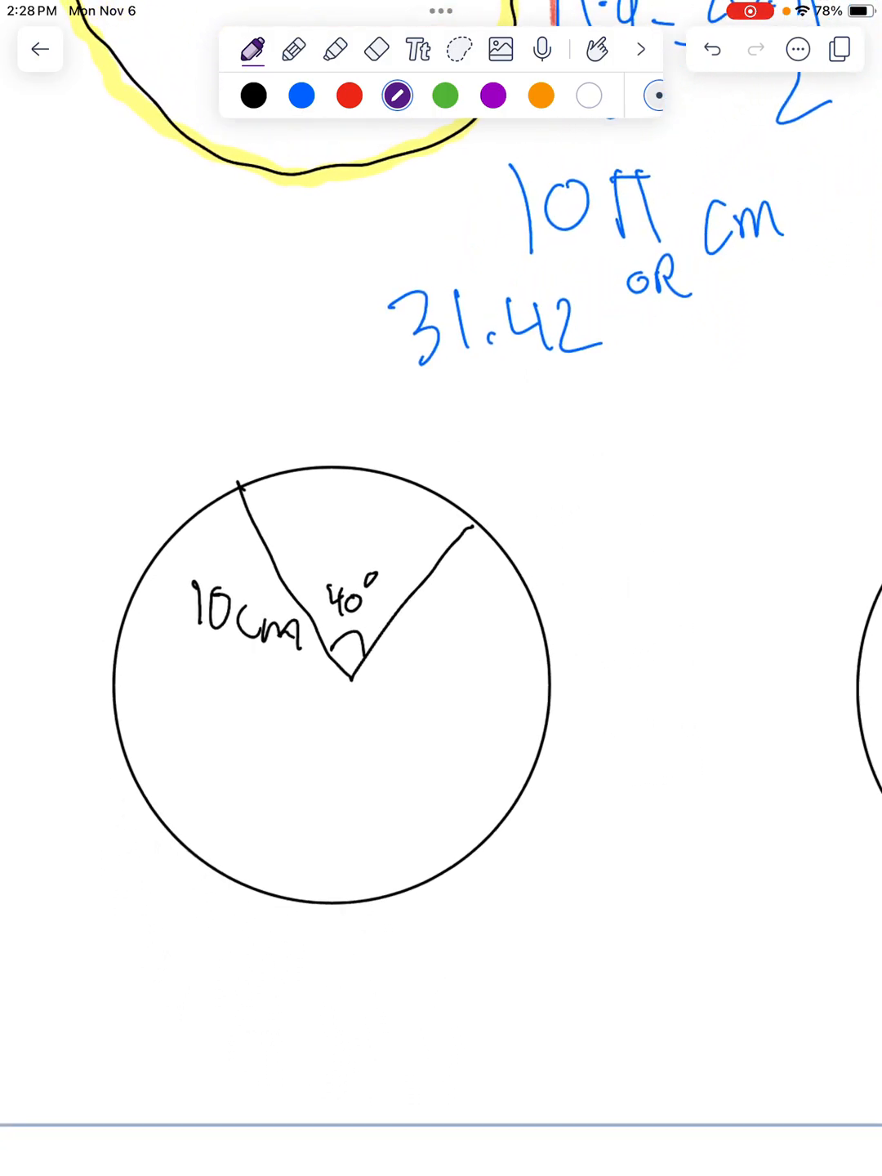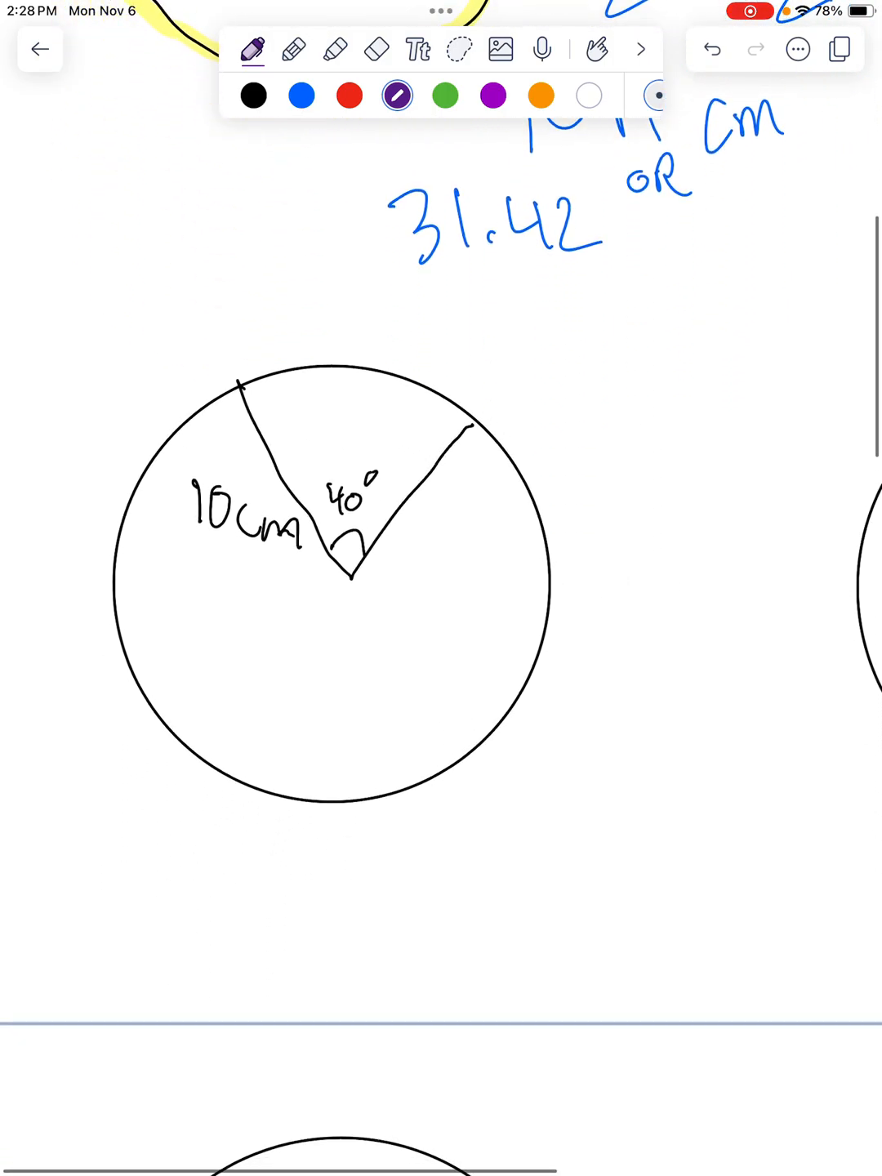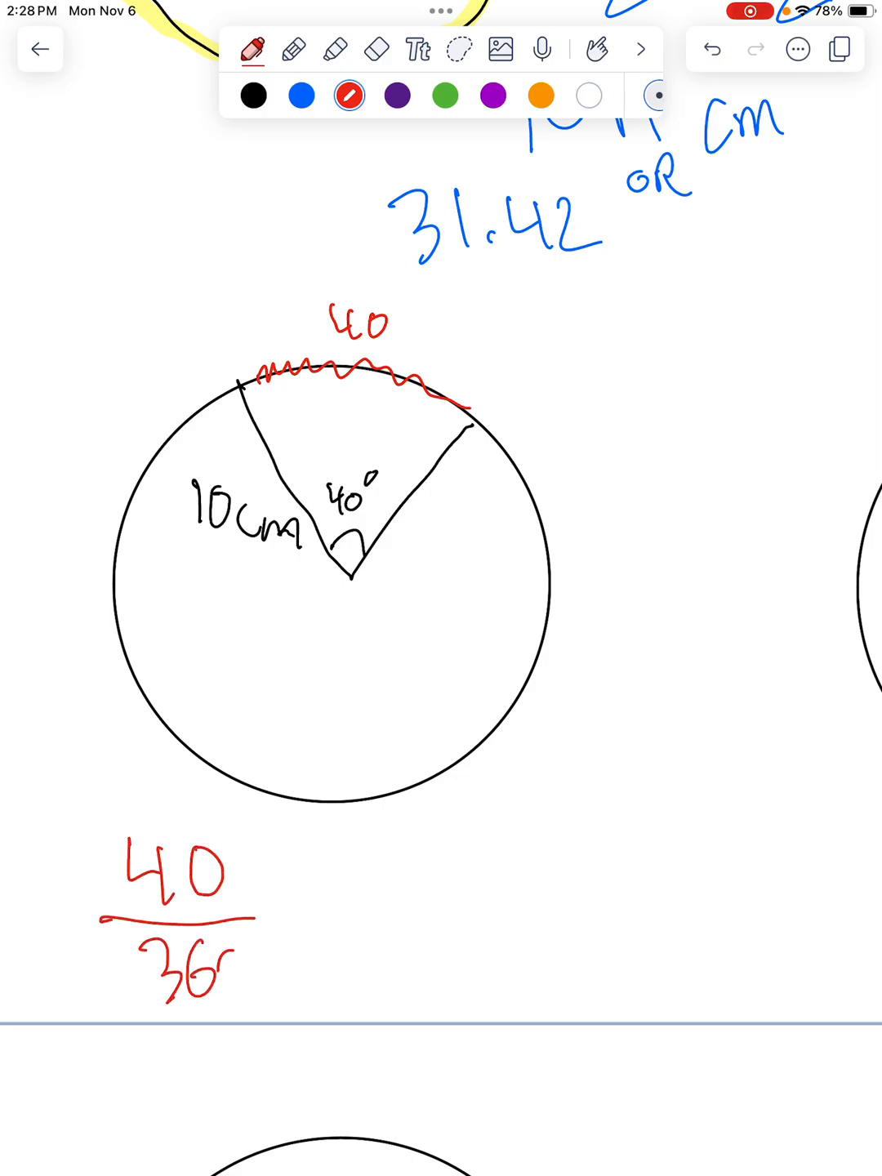All right, let's try another one. Again, this central angle is 40. So that means that this section right here is going to be 40. So I'm thinking, all right, I need to set up my part to whole proportion, and I'm going to multiply it. I know the radius, so 2 times 10 times pi. And I'm going to actually try to simplify beforehand.